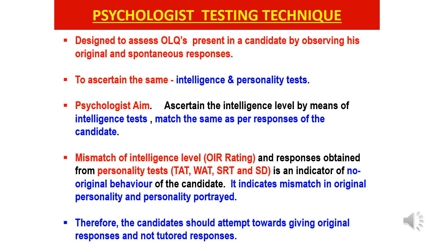If there is a mismatch between the intelligence level which the psychologist has found by conducting an OI rating test and the responses obtained from your personality tests, namely the thematic appreciation test, word association test, situation reaction test, and self-description, it is an indicator of no original behavior of the candidate, which means there is a mismatch between the original personality and the personality portrayed by the candidate during the SSB. In such a case, the candidate is not recommended by the psychologist. However, when the responses match to varying degrees, the psychologist either recommends the candidate as doubtful, or he straight away recommends the candidate. Therefore, the candidate should attempt to give original responses and not tutored ones.